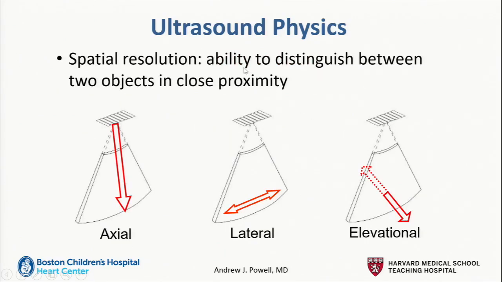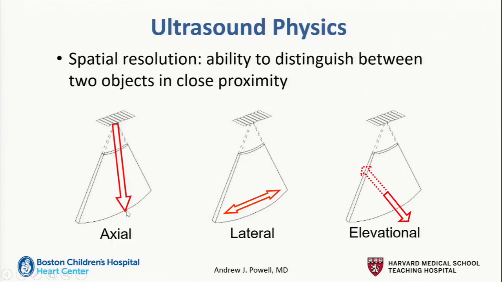So let's talk about a couple of principles with ultrasound physics and imaging. We're going to talk first about spatial resolution and then about temporal resolution. So spatial resolution refers to the ability to distinguish between 2 objects in close proximity. So can you see them as 2 distinct objects, or do they look like kind of one single object, just bigger and blurred together?